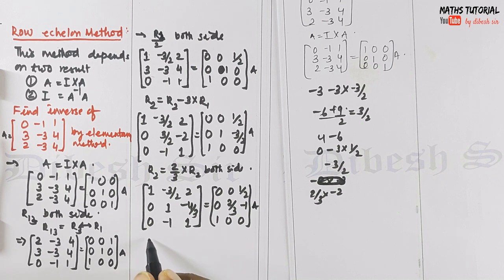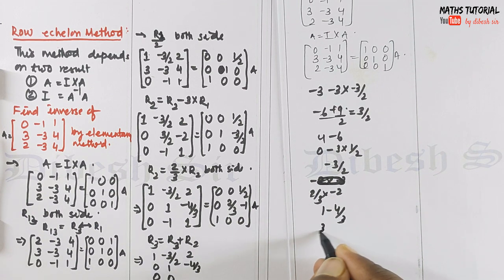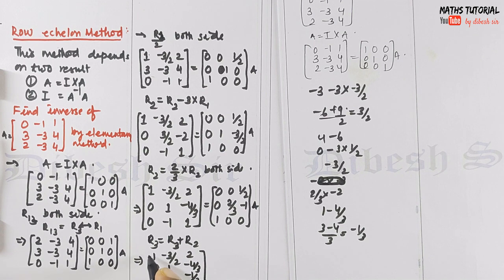Now to make it 0, we can write R3 is equal to R3 plus R2, both sides, and that is 1 minus 3 by 2, 2, 0, 1 minus 4 by 3, and R3 is equal to R3 plus R2, 0 plus 0, that is 0, this plus this plus this plus this, that is 0, this plus this, 1 minus 4 by 3, so 3 minus 4 by 3, that is minus 1 by 3, so minus 1 by 3, 0, 0, half, 0, 2 by 3, minus 1.